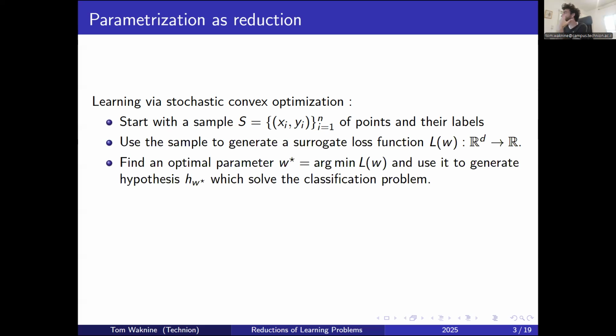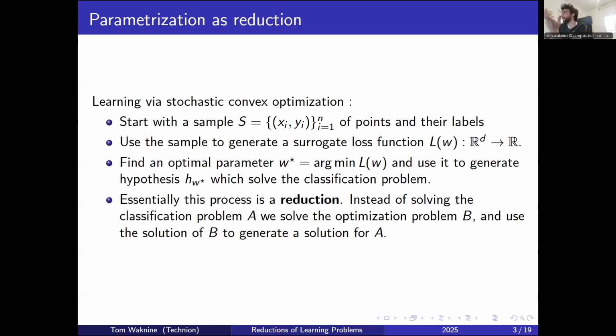And then you optimize this loss function using some optimization algorithm. You find the w star, which is the argmin of L. It minimizes L. And somehow you use this w star to generate h_w star, which is some hypothesis. And the hope is that this hypothesis is somehow good for the general problem.